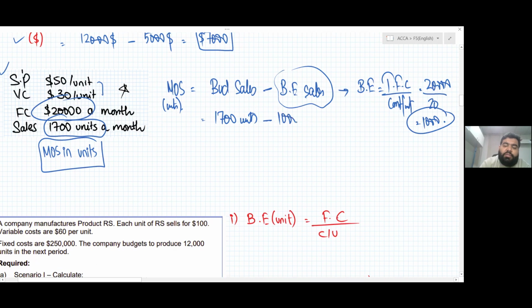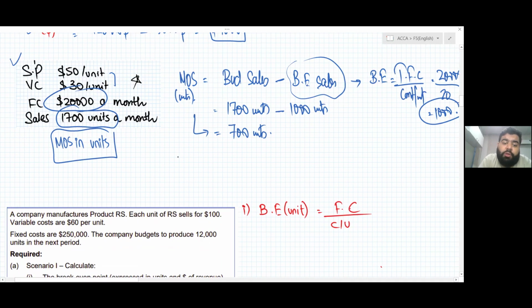So I'll deduct this 1000 units from total sales, resulting in the margin of safety in units of 700 units. So this company is obviously selling more than the break even point; the difference to the total sales is basically 700 units, and it should grow with the passage of time so that there is a lot of margin, or that there is no risk of loss.